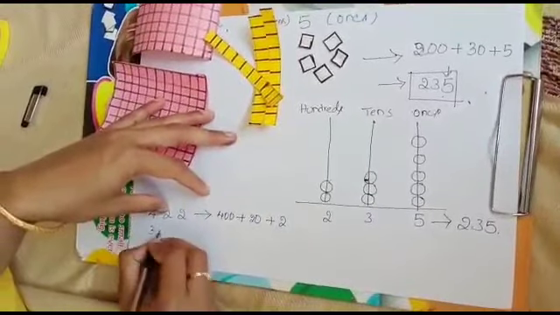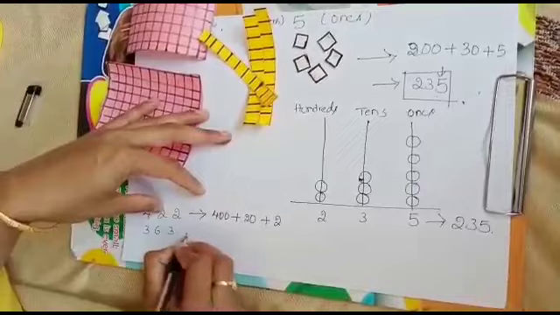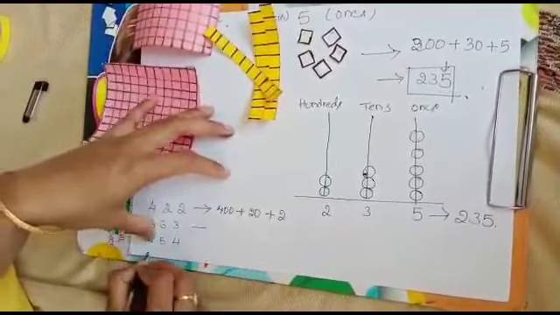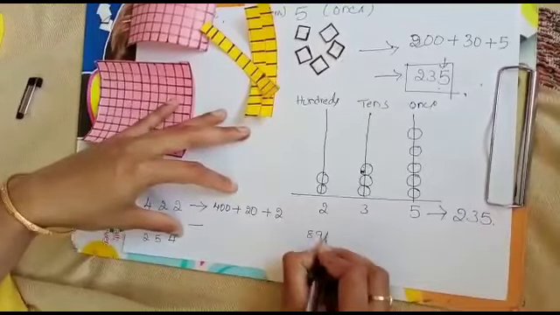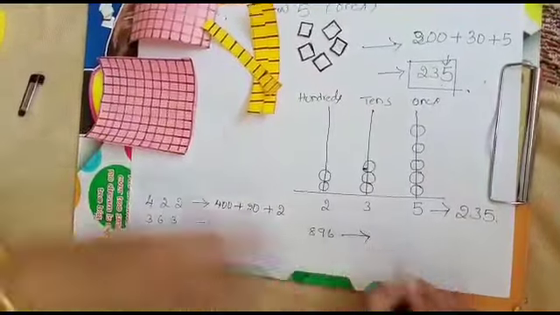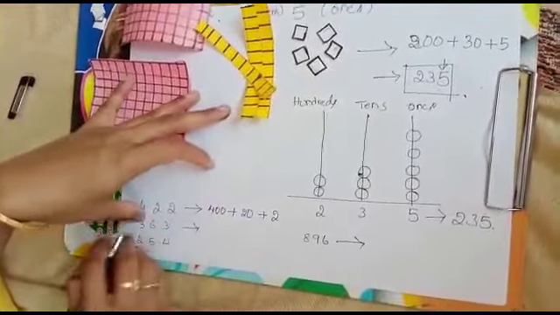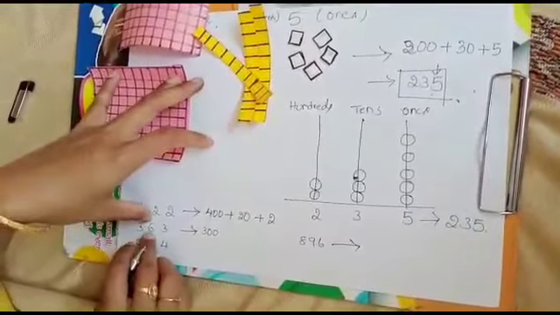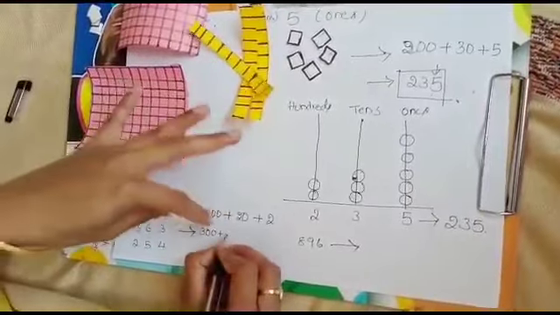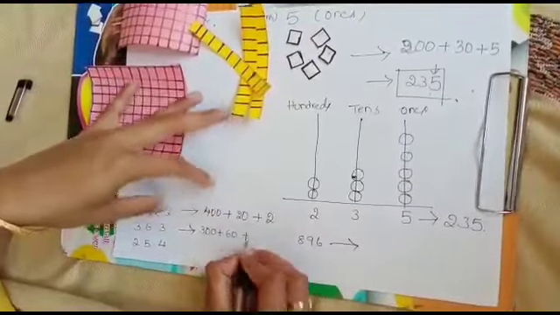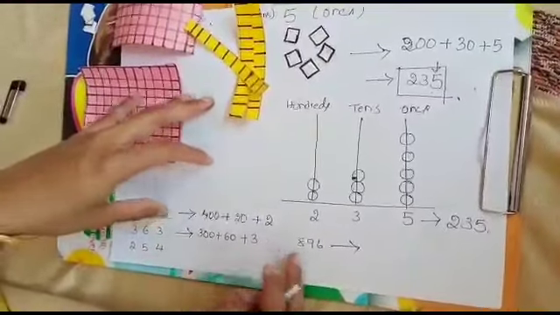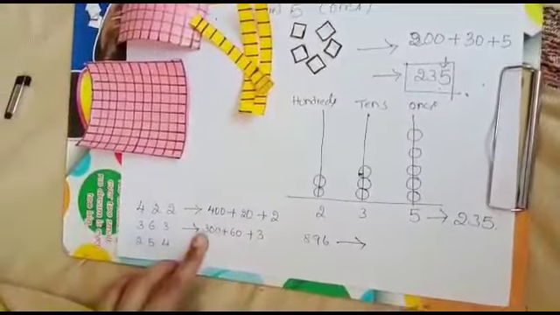See, 363, 254, 896. How can we expand all these numbers? 3 is in which place now? Hundreds place. So 300 plus, 6 is in which place? Tens place. Plus 60 plus, 3 is in which place again? Ones place. So 363.